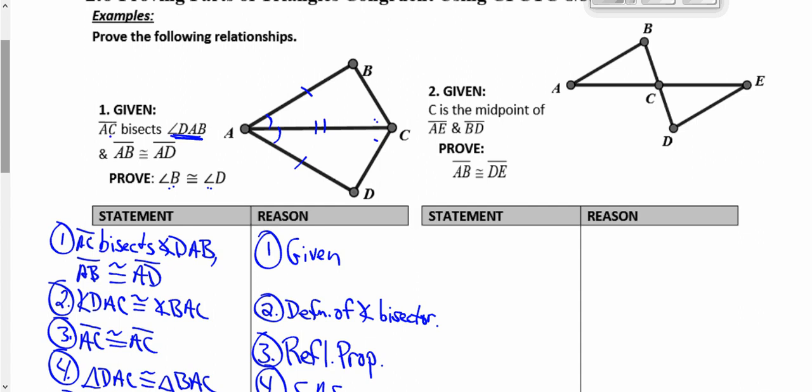So hopefully you figured out by now, it says C is the midpoint of AE and BD. It's nice, it's not just one of them, right? So what can we mark congruent here, guys? AC to CE, and what else? BC to CD. There we go. So we're trying to get those triangles congruent to get the corresponding parts, yeah.